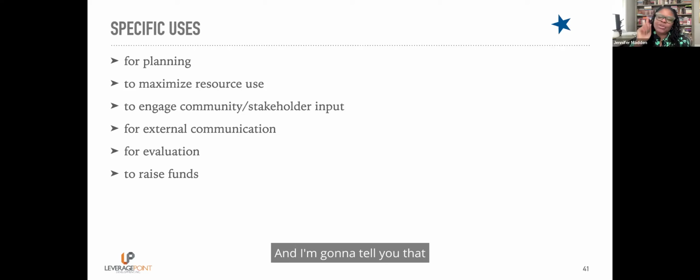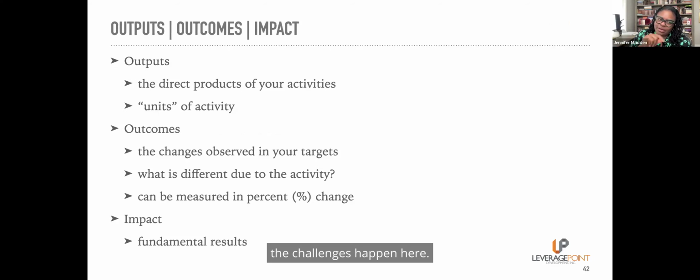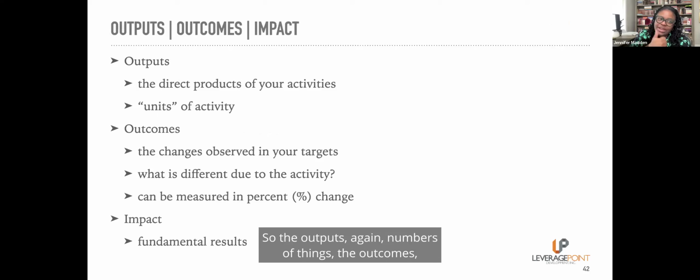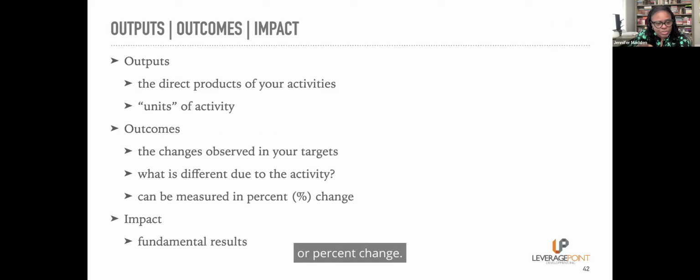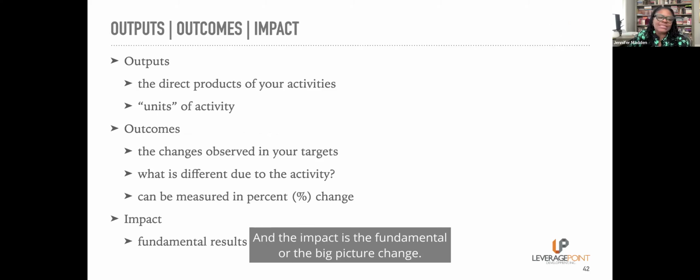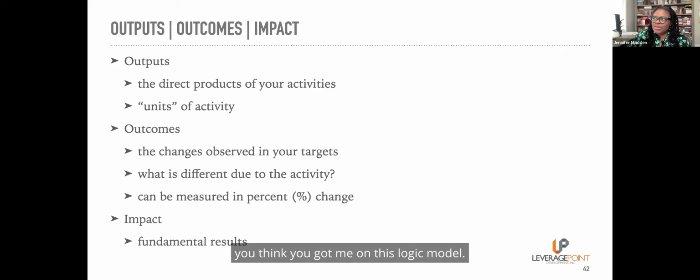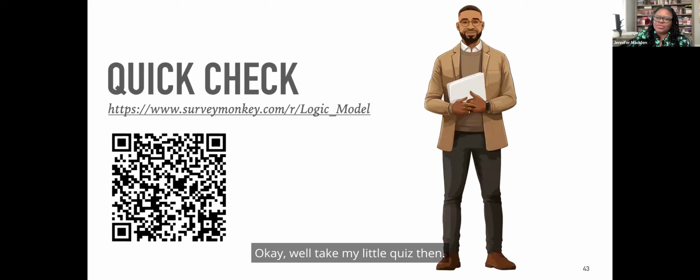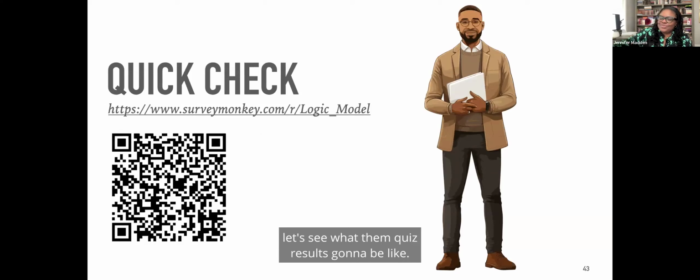And I'm going to tell you that the challenges happen here. People confuse the outputs, the outcomes, and the impact. So the outputs, again, numbers of things. The outcomes, again, what's changed as a result, increase or decrease or percent change. And the impact is the fundamental or the big picture change. All right. You got me? You think you got me on this logic now? Okay, well, take my little quiz then. Get your phone out. QR code that screen and let's see what the quiz results are going to be like.